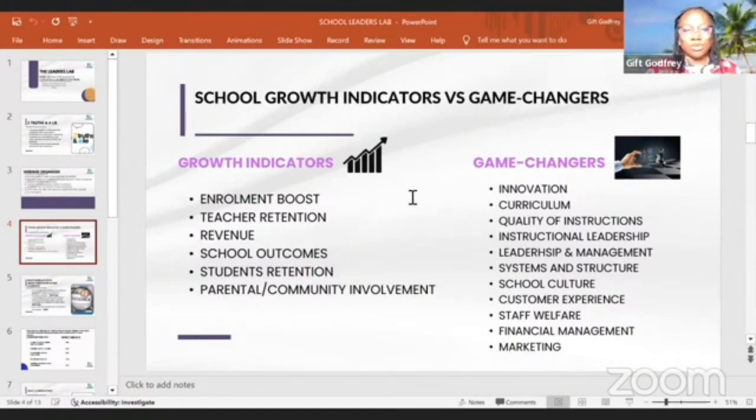Now, what are some school growth indicators? The first, in no order of priority, we have the enrollment boost, we have teacher retention, we have revenue, of course, that's quite important. Then school outcomes, that's the quality of instructions, and then the outcomes from what happens to the operations.